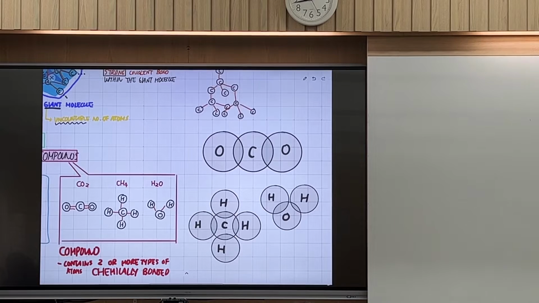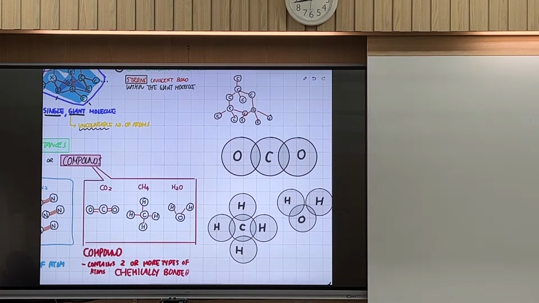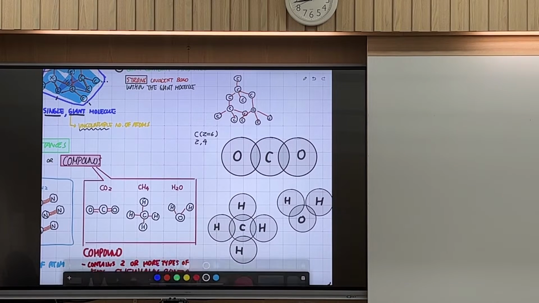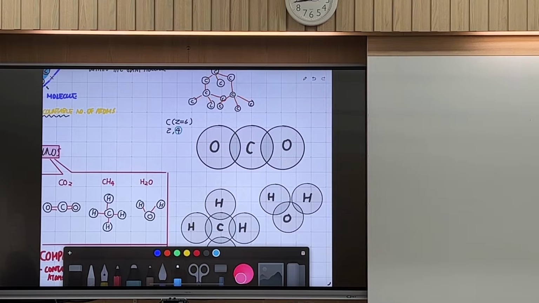How do you know when to draw a double bond, single bond, or triple bond? It's by looking at the group number. Remember that carbon has atomic number 6. What's the electron arrangement? 2, 4. So you can use dots to represent the electrons from carbon: 1, 2, 3, 4. And oxygen has atomic number 8, which means the electron arrangement is 2, 6. We can use crosses to represent the electrons from oxygen, or maybe I'll use a different color circle here.